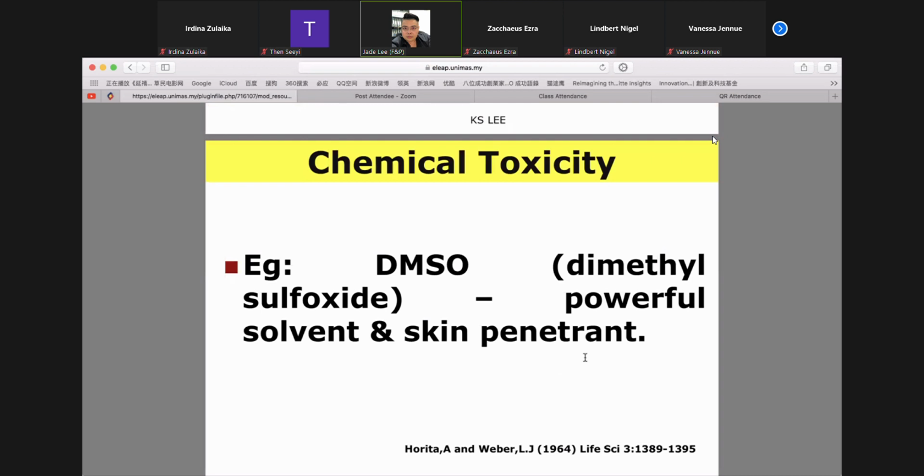This is a very powerful solvent and skin penetrant. If you accidentally spill it on your skin, you must run to the tap and make sure that you run water over the affected area for at least 10 to 15 minutes.